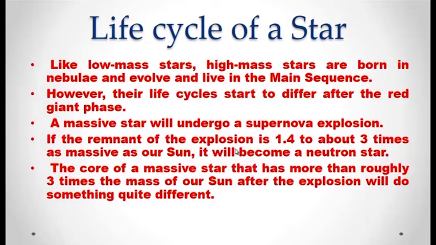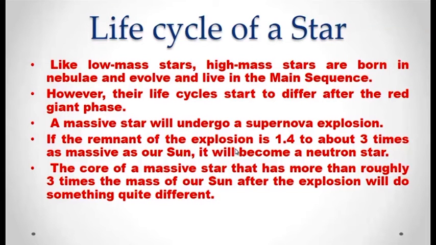If the remnant of the explosion is 1.4 to about 3 times as massive as our Sun, it will become a neutron star. If the remnant of the explosion is greater than 3 times, it will become a black hole. This is how a star whose mass is greater than the mass of the Sun will become a neutron star or a black hole. The core of a massive star that has more than roughly 3 times the mass of our Sun, after the explosion will do something quite different.